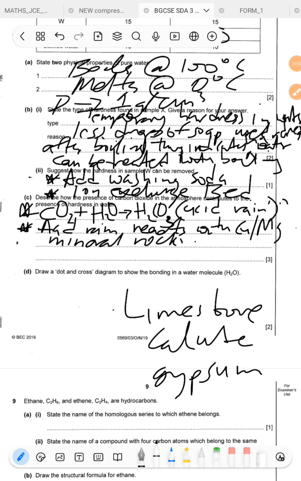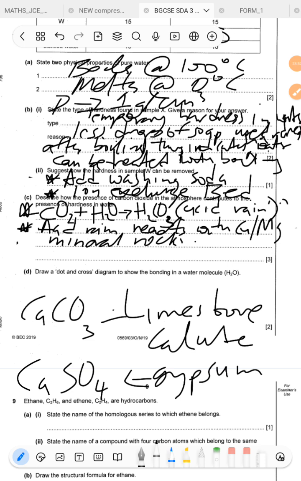Essentially, from limestone it will be calcium carbonate. You know what happens when a carbonate reacts with an acid, you form a salt. That salt is the one that is going to get incorporated into the water, and then it can cause hardness in water. And from gypsum we do get sulfates. You'll get something like calcium sulfate, and from this you can create temporary hardness in water.